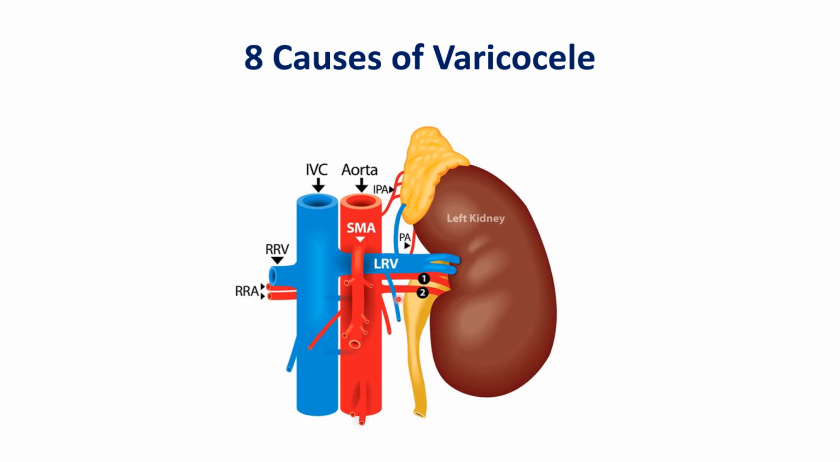The left testicular vein is opening into the left renal vein at a right angle, while the right testicular vein is opening directly into inferior vena cava at an acute angle. So this also favors the occurrence of varicocele on the left side. The left testicular vein is longer than the right testicular vein. The walls of left testicular vein are less competent compared to the walls of right testicular vein.